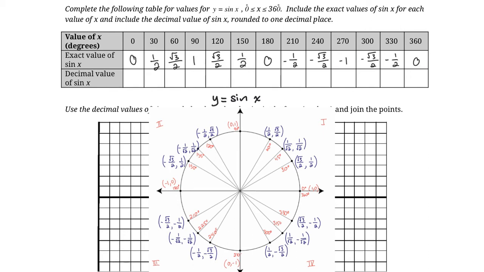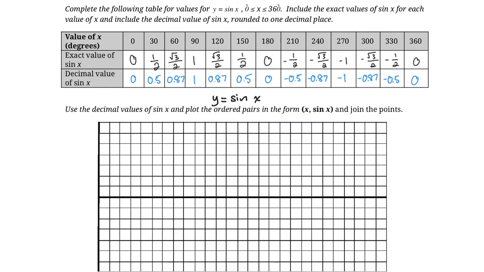And now let's just determine the decimal value for these. So 0 is just 0, 1 over 2 is just 0.5, root 3 divided by 2 is 0.87, we can round that, 1 is just 1, and then you can fill out the rest of the table. So now we're going to use the values that we found in our table to plot the sine graph.